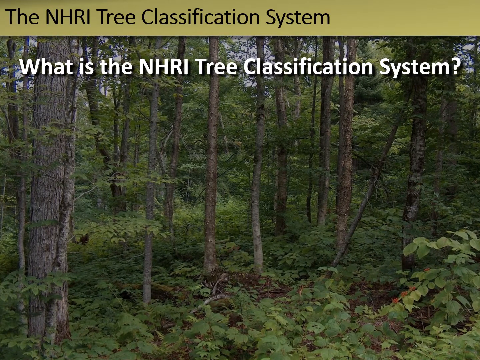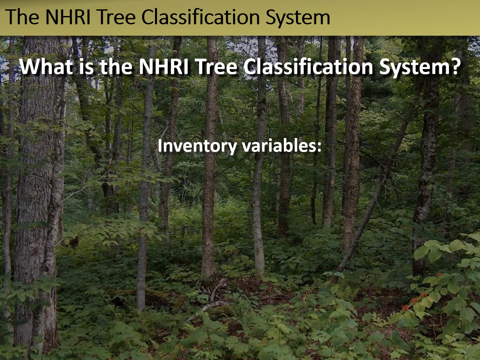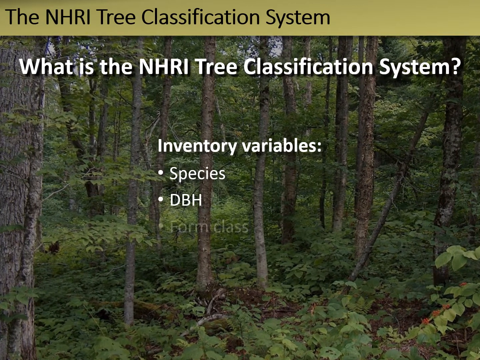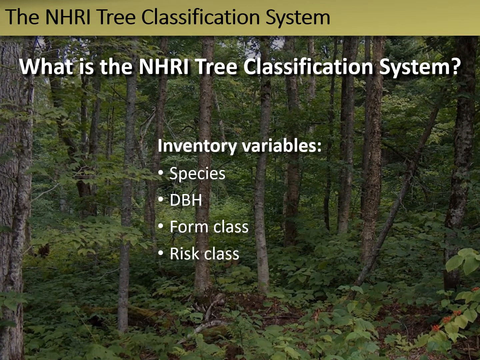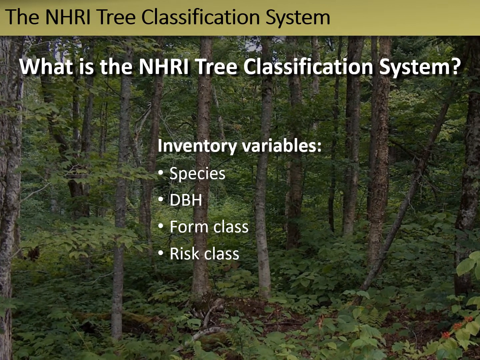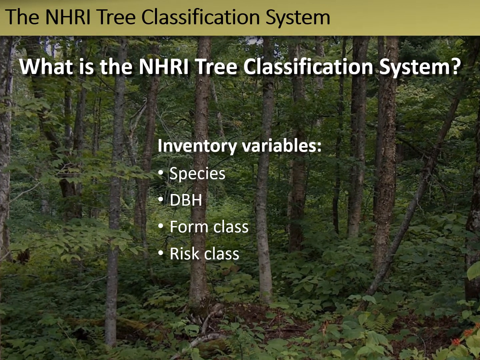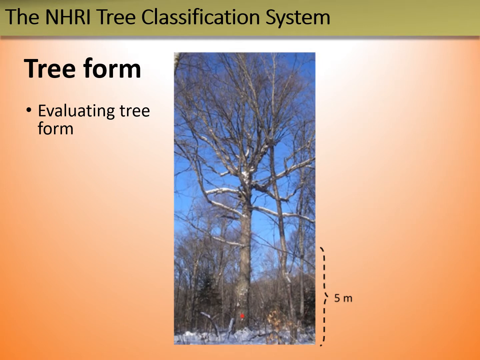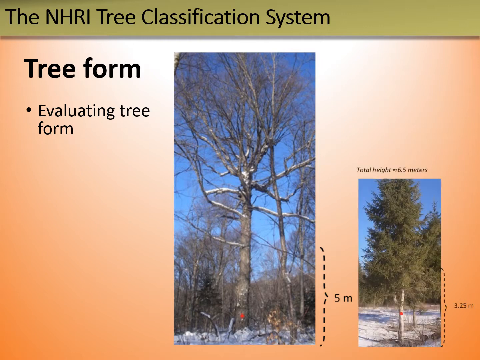So at the inventory level, the variables taken for each tree would be species, DBH, form class, and risk class. So let's see how to determine form and risk for a tree. Let's start with tree form. It is assessed on the first 5-meter section of merchantable trees of 10 cm and more in diameter. If the tree is shorter than 10 meters, we evaluate only 50% of the height.